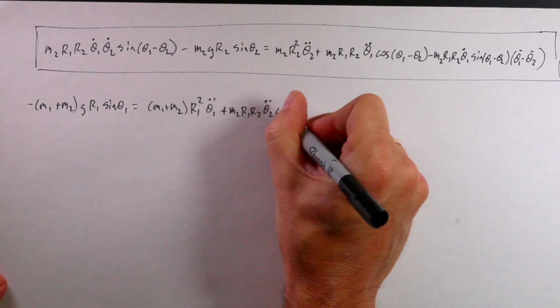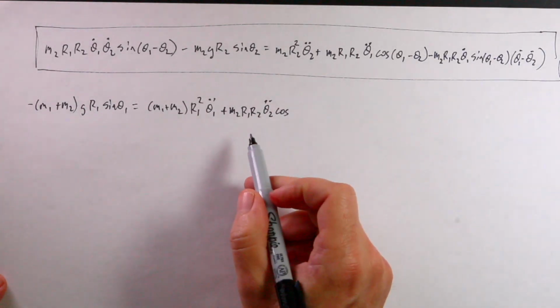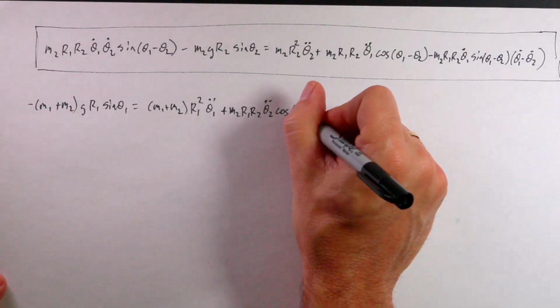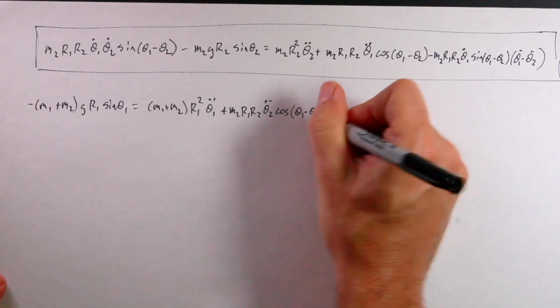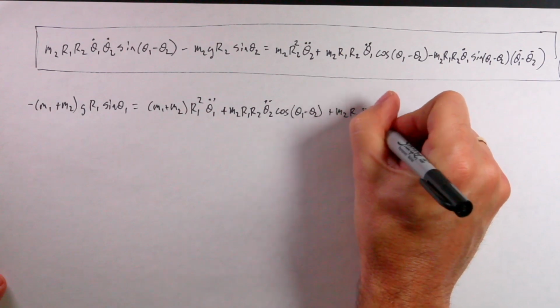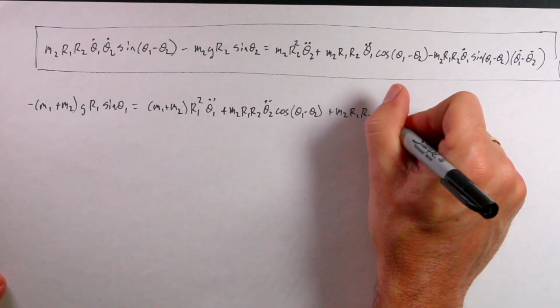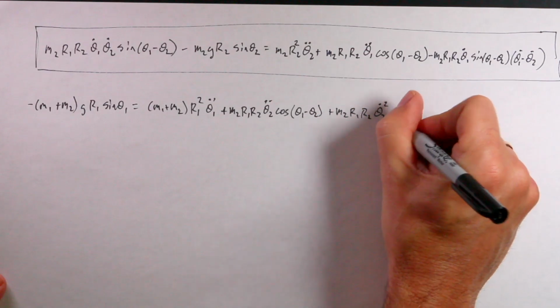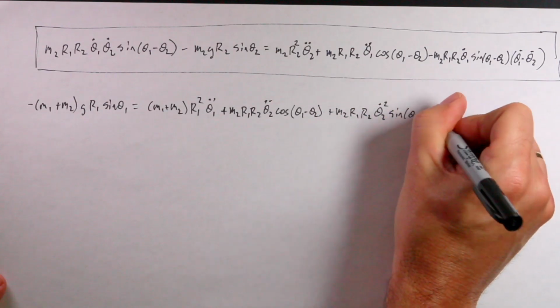dot cosine. When you say double dot, you got to raise it up because it really makes it more fun. If you just do boring stuff, then it's again boring. Plus m2 r1 r2 theta 2 dot squared sine theta 1 minus theta 2.